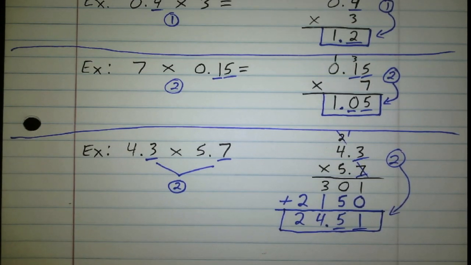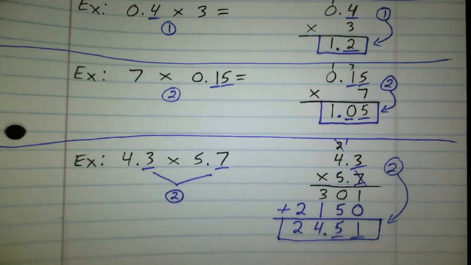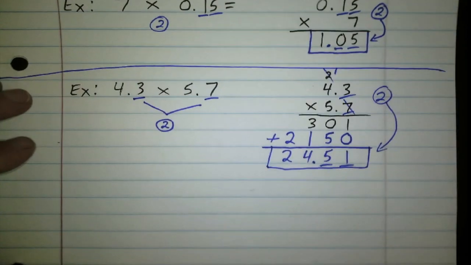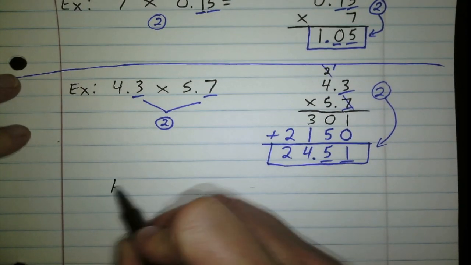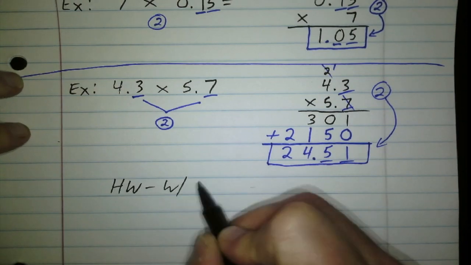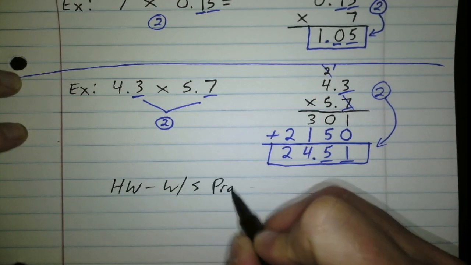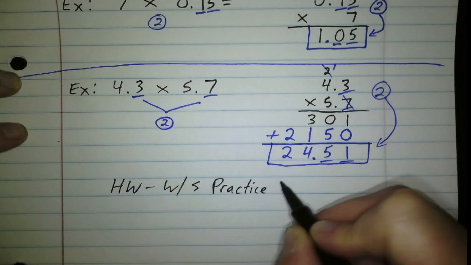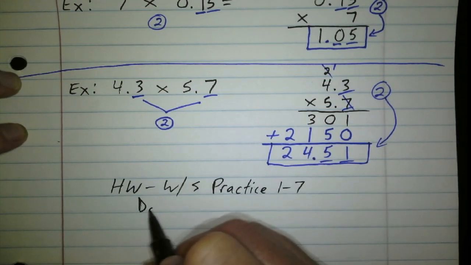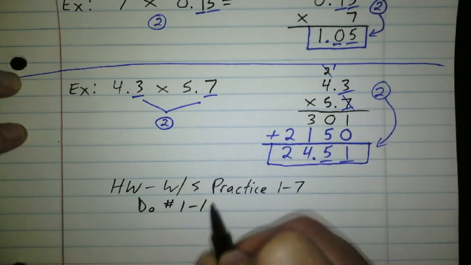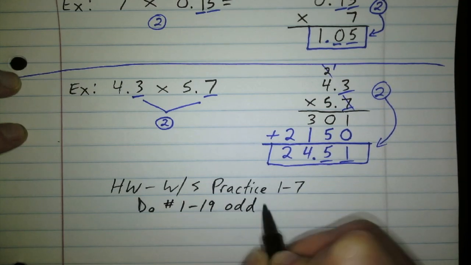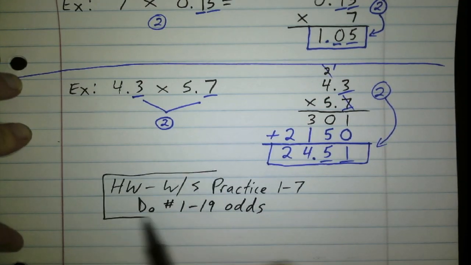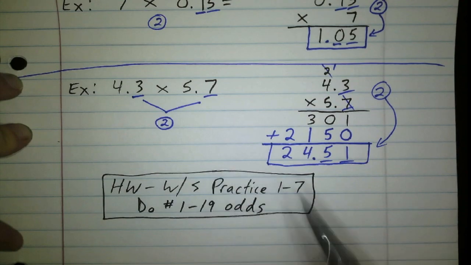The next thing I want to give you is your homework to practice this skill on multiplying decimals. Your homework, HW, is a worksheet called Practice 1-7, and I would like you to do numbers 1 through 19 odds only. So that'll be your practice that you do to help multiplying decimals.